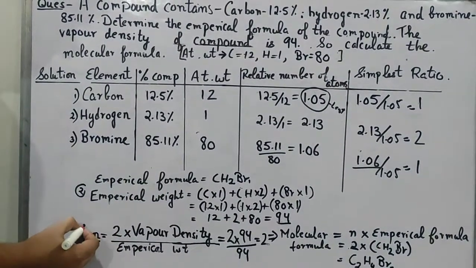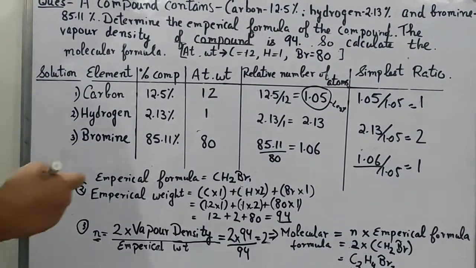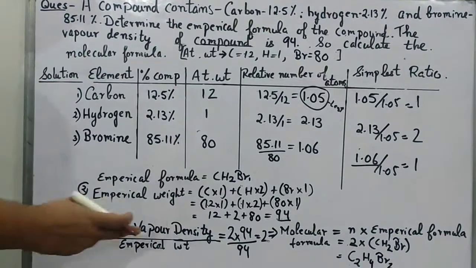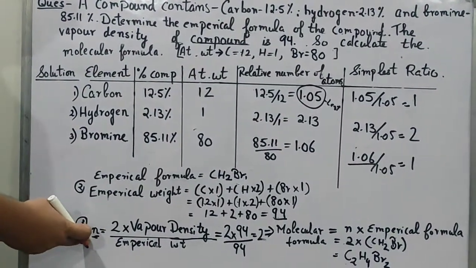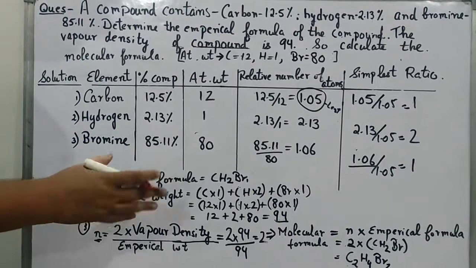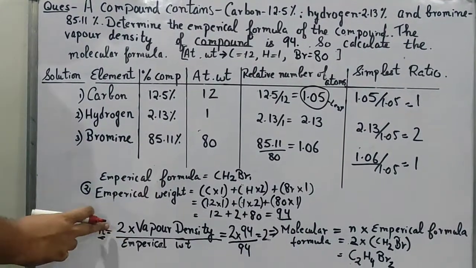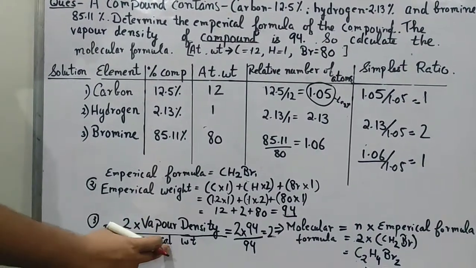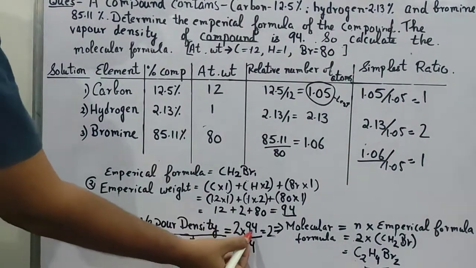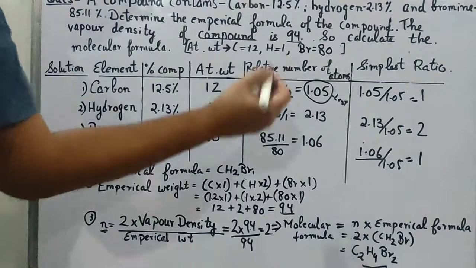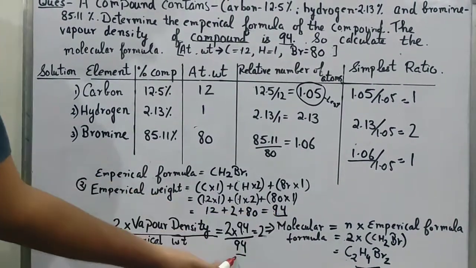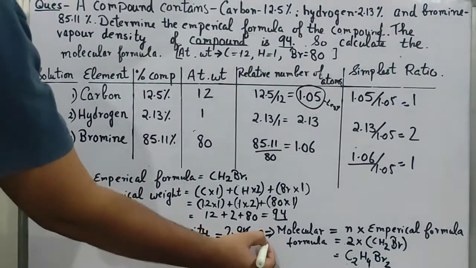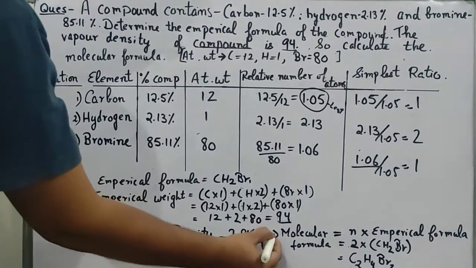Now the third step is to calculate the value of N. Here, since children you've been given the vapor density of the compound as 94, I use this formula to calculate the value of N. You will not use the other formula because molecular weight is not given to you. So the value of N is equal to 2 into the vapor density given to you upon the empirical weight calculated. So 2 into 94, the value given to you, upon 94, the empirical weight calculated. When you calculate, 94 will cancel out and the value of N comes out to be 2.